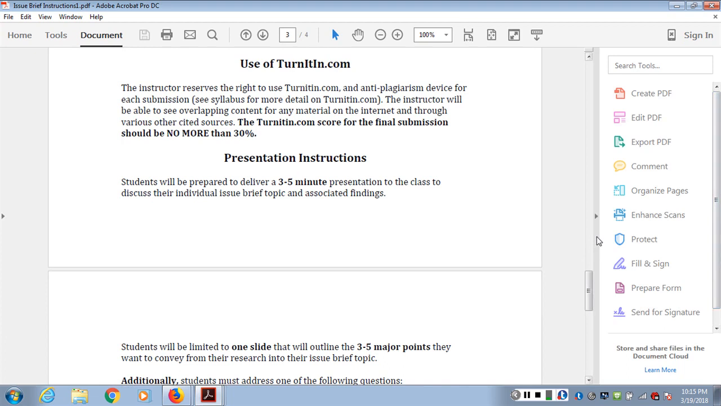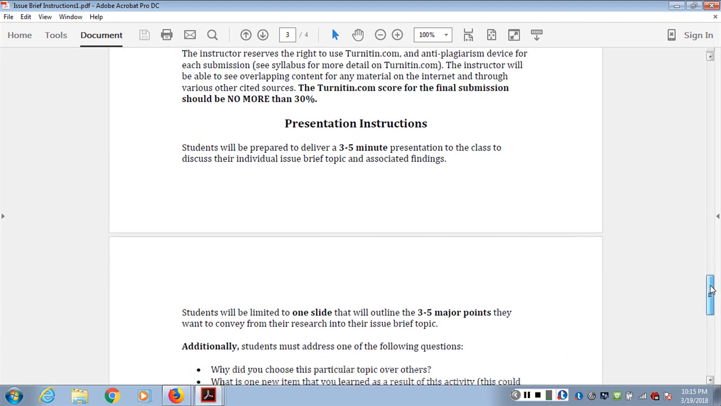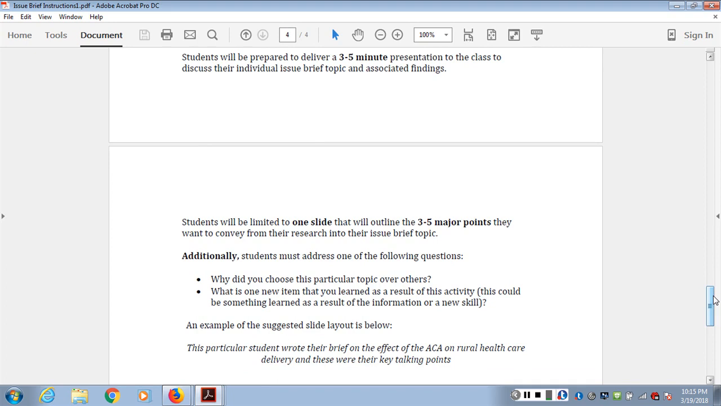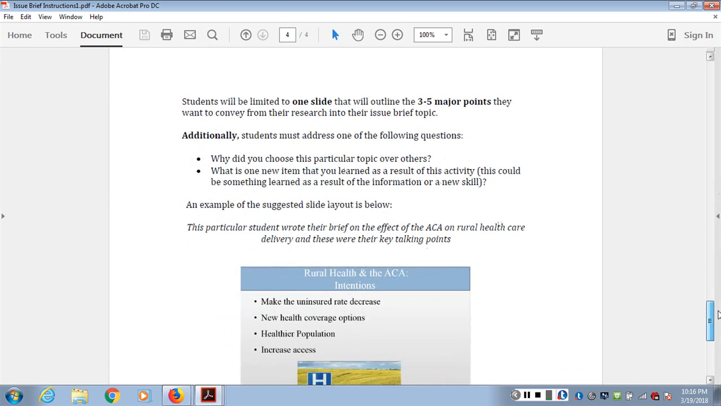Now, I'll spend a little bit of time on your presentation instructions here, so that I can hopefully clarify some questions that were out there. You will be required to give a presentation over your issue brief topic. That presentation needs to last 3 to 5 minutes, and I'll be determining who's going to go when within the next couple of weeks, so just be prepared to go whenever I assign you. I'm looking for you to discuss your individual topic and the findings throughout your research.